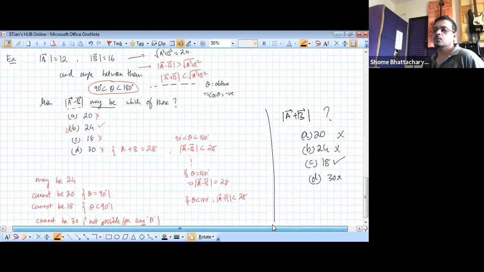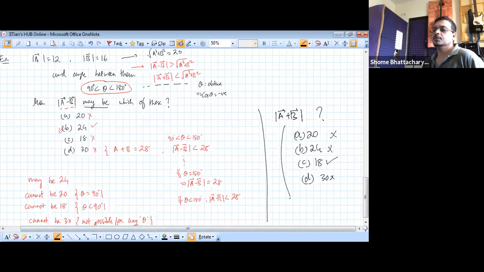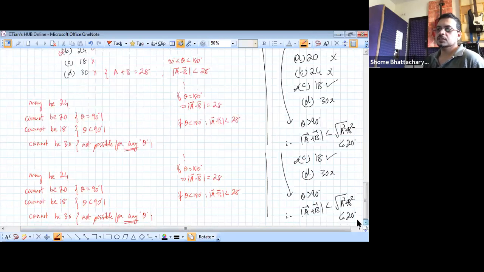Because theta is obtuse, theta is greater than 90, so mod a plus b has to be less than root of a square plus b square. So it has to be less than 20. Out of these four only this is possible. For the sum of the two vectors, only 18 is possible. For the difference of the two, out of these values, only 24 is possible. Okay, so hope this is clear, people.